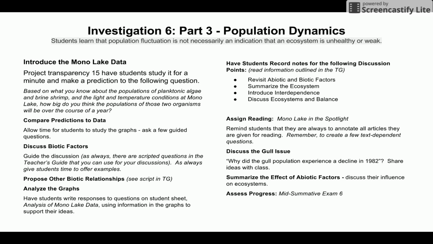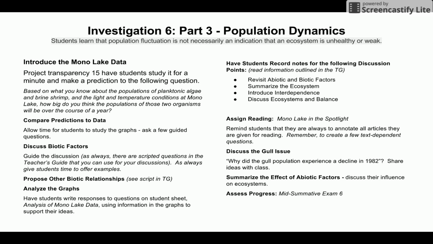Based on what you know about the populations of planktonic algae and brine shrimp and the light and temperature conditions at Mono Lake, how big do you think the populations of those two organisms will be over the course of a year? Compare predictions to data. Allow students time to study the graphs and ask a few guided questions.